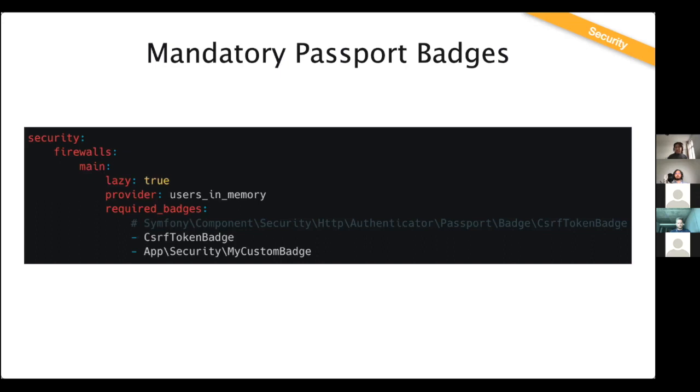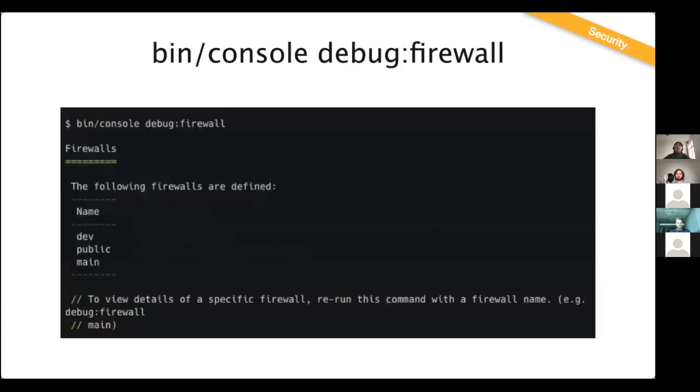Another really useful feature that I'm really happy about, I could have used this so many times in previous projects, is the debug firewall command. And I think we've all been in that situation where we change something in some complex area like security, and we think we did it correctly. It still doesn't work, and we don't know why. And now we can actually better diagnose these problems and ask your application, hey, what do you think I wrote?